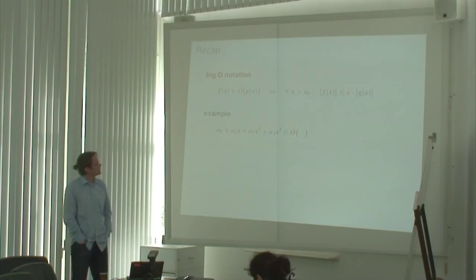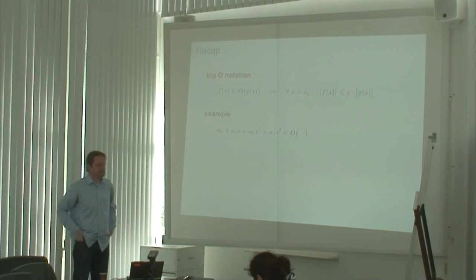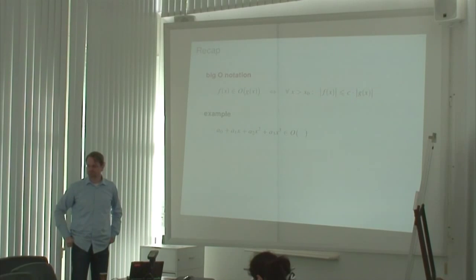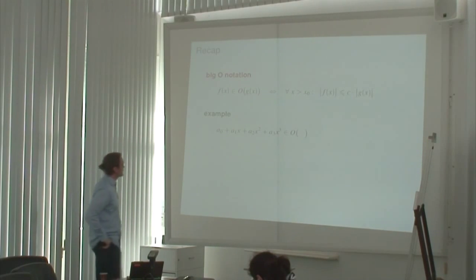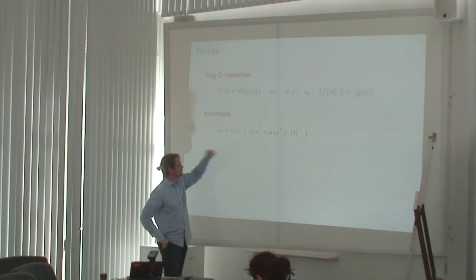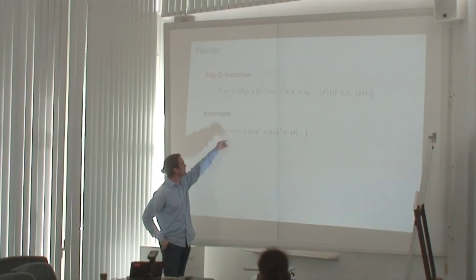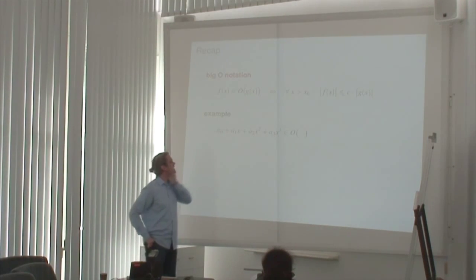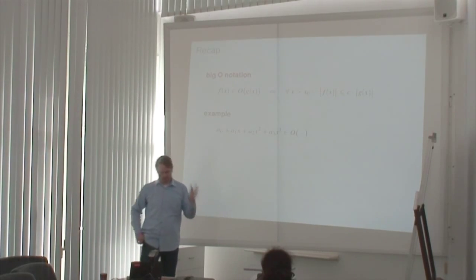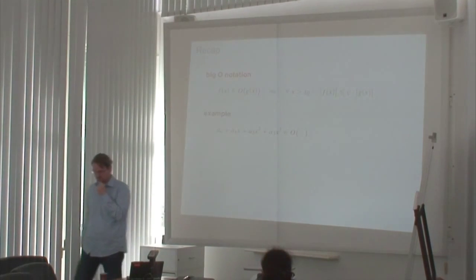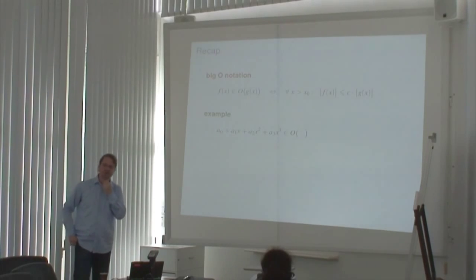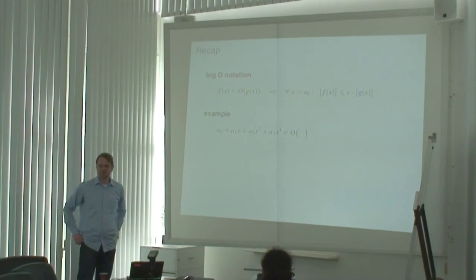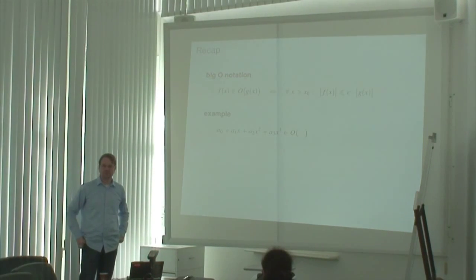with that in mind, now can you tell me the complexity class of this polynomial? So we have a third order polynomial: some constant, some constant times x, another constant times x squared, and some constant times x cubed. What is the complexity class of this polynomial? X to the power of 3. Exactly, exactly.